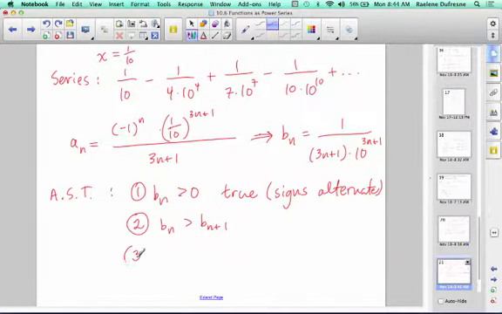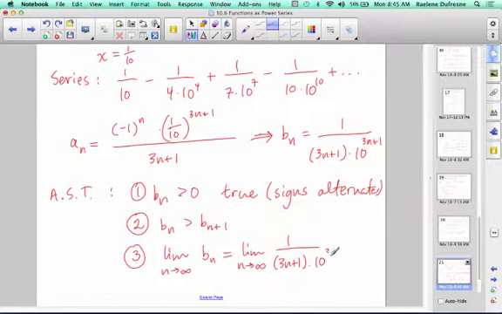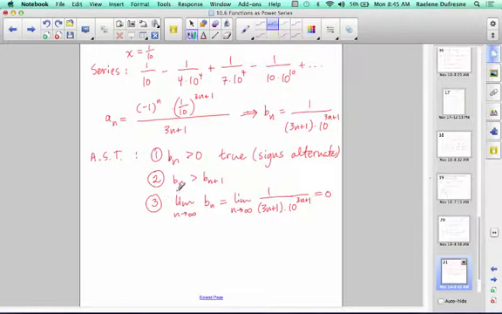And the third thing we notice, the limit as n approaches infinity of Bn is equal to the limit as n approaches infinity of 1 over (3n plus 1) times 10 to the 3n plus 1, which equals 0. And so therefore, this series satisfies the alternating series test conditions. So the upper bound for the error, s minus Sn, which is equal to Rn, is given by the absolute value of An plus 1.